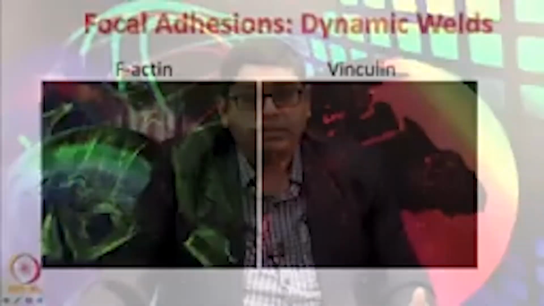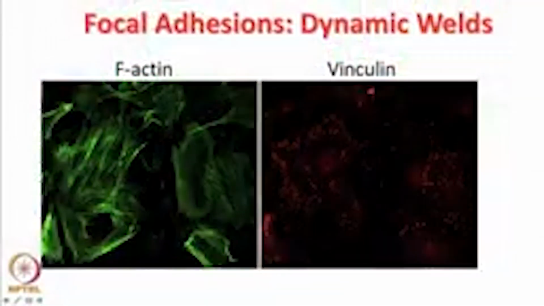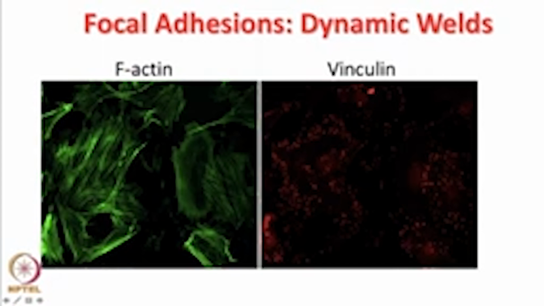And finally, you have focal adhesions or dynamic wells. This is a picture I had earlier shown of cells stained for F actin. Underneath each cell you have these red dots. These are the adhesions, the positions at which the cell is physically connected to the substrate or the extracellular matrix.